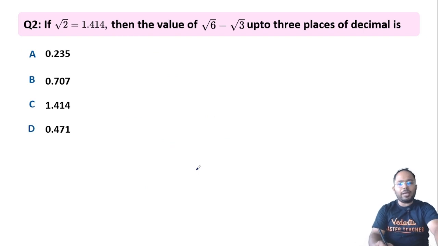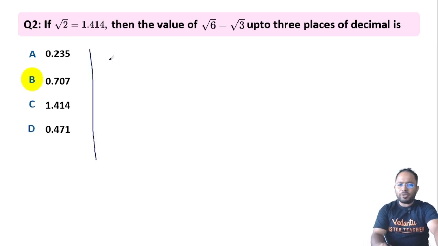If root 2 equals 1.414, then the value of root 6 minus root 3 up to 3 decimal places. Okay, sure. So let's look into the solution part. 0.707.